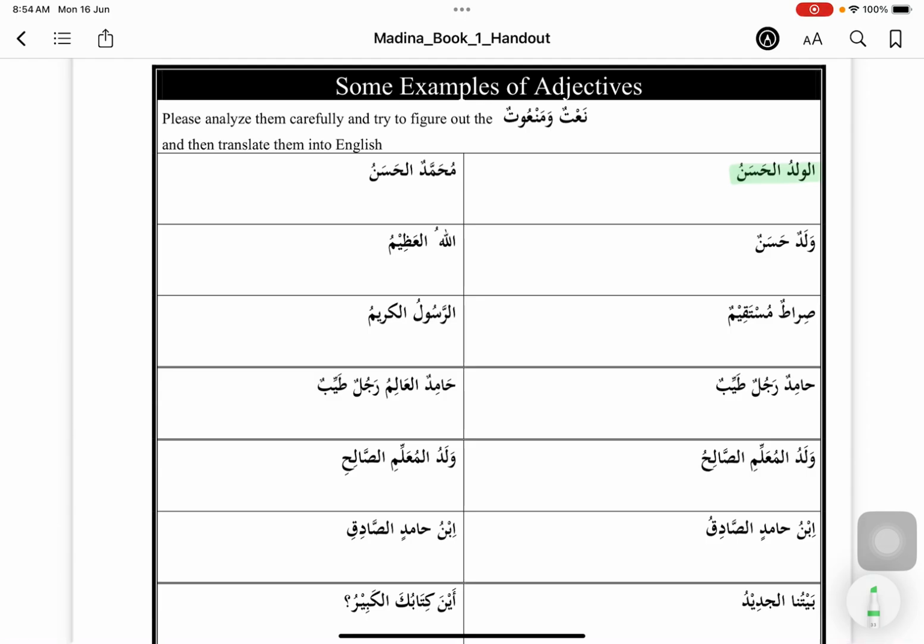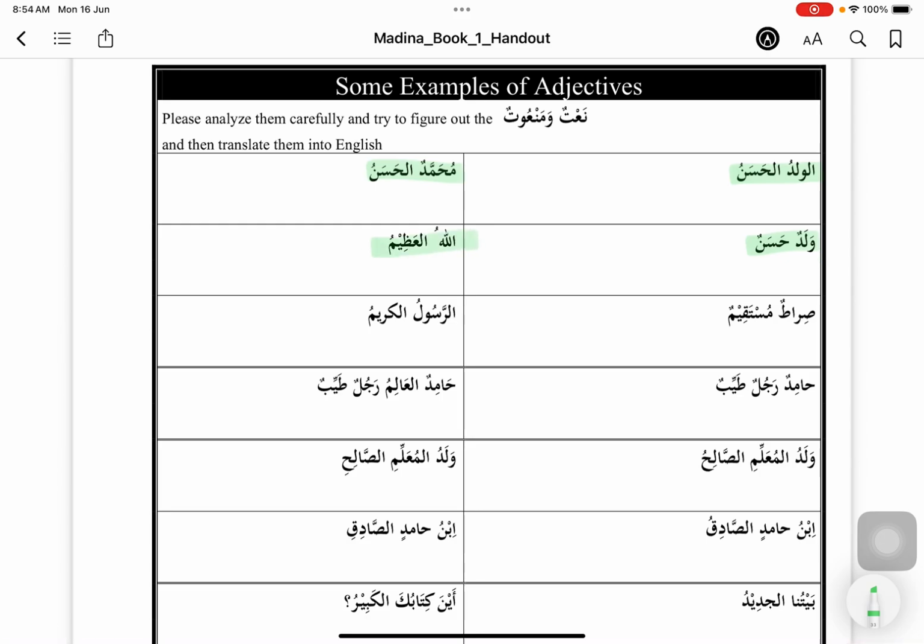Here again we have Muhammadun al-Hasanu. Remember, Muhammad is a proper noun, so we cannot say al-Muhammad. Muhammadun is already definite, al-Hasanu. So the good Muhammad here, the translation. If we want to say Muhammad is good, we would say Muhammadun Hasanun. Note the difference. Waladun Hasanun. Again, Waladun Hasanun is also not man'ud. They match. They're both indefinite.